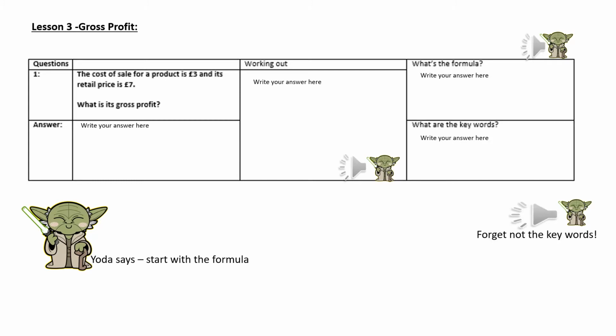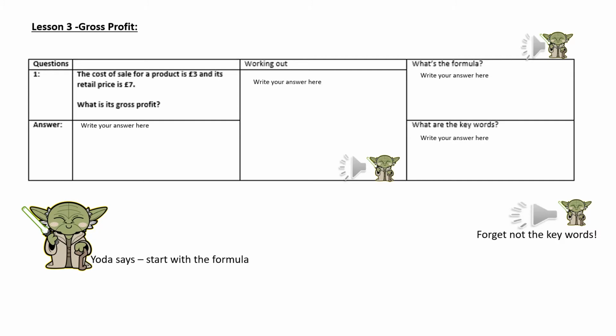So let's look at the question. The cost of sale for a product is £3 and its retail price is £7. Do you know what the product is? No. Does it actually matter? No. So let's just work out what the gross profit is. So what you need is the cost of the product and the retail price. What you've got to remember though is which way round do you put the numbers, because the exam question might be a bit sneaky. It might ask you for the numbers the wrong way round for when you write down the calculation. So try and get it right, and the clue is it's not a minus number.